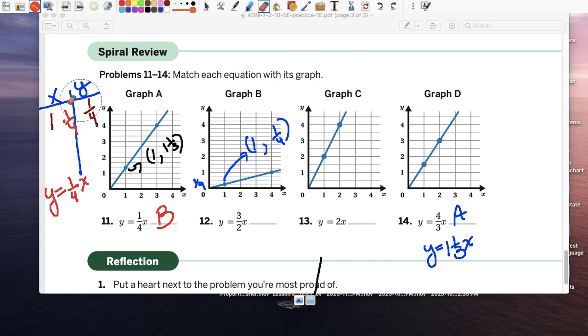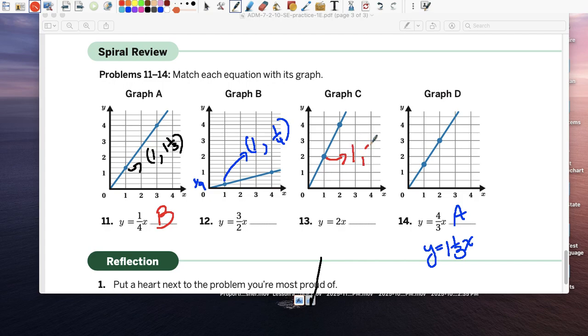For graph C, what's the equation? Again, let's take advantage of the unit rate they give us. Every time I have one x, how many y's do I get? I get 2 y's. Let's put that in a table, x and y. Every time I have one x, I get 2 y. The constant of proportionality is easy: it's just times 2. To find y, I take the 2 and multiply it by every x value. So y equals 2x, and that one's easy.